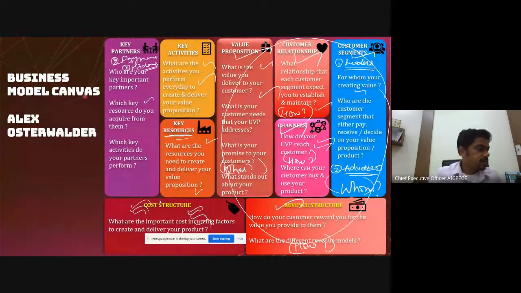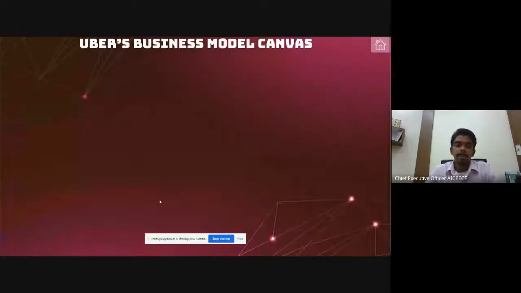In the next 10 minutes, let's look at a basic example of the Uber business model so you guys can understand this business model canvas more easily. So now we will see.